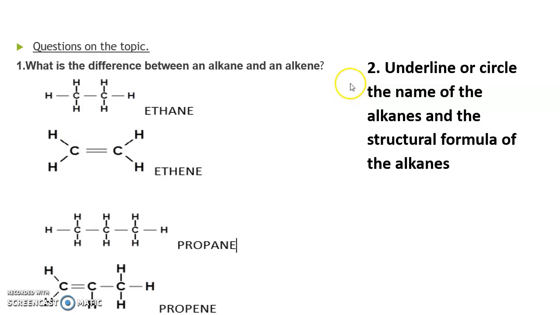Question number 2. Underline or circle the name of the alkanes and the structural formula of the alkanes. So the names of the alkanes are ethane and propane. The structural formula of the alkanes are given here. So this is the structural formula for ethane. This is the structural formula for propane.